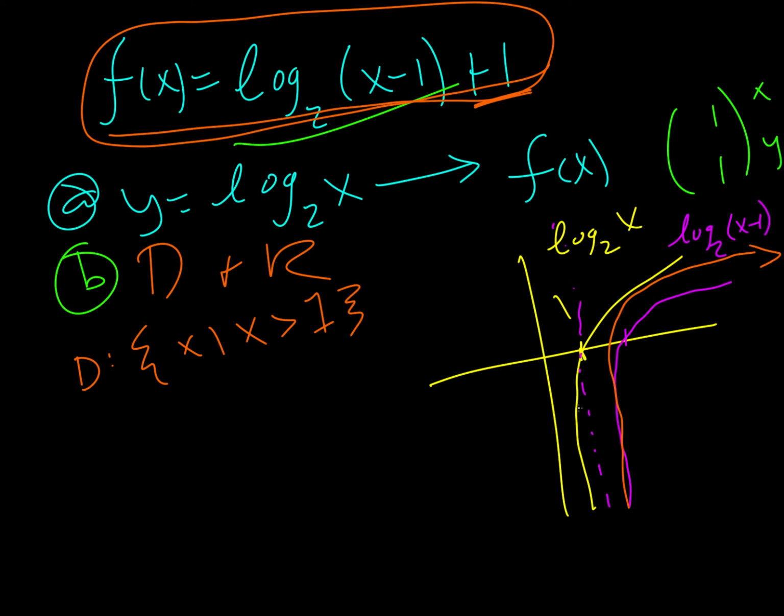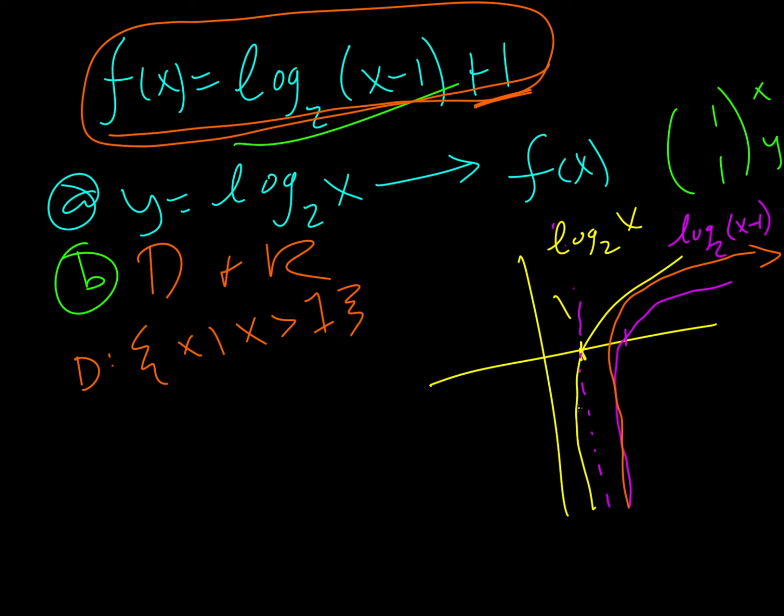Now the range: it goes all the way down, and there is no horizontal asymptote. Even though it looks like it's growing slowly, it will eventually go all the way to infinity. So we can say that y is contained in the set of all real numbers, or everything works for the range.